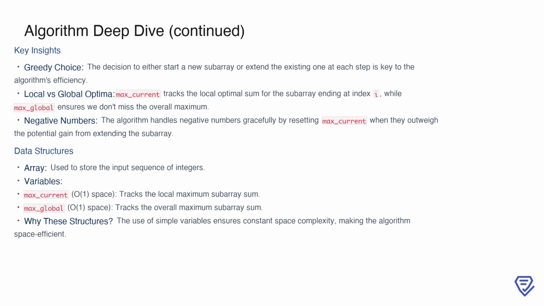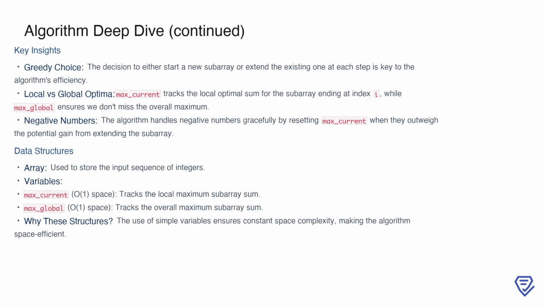The efficiency of this algorithm comes from three key insights. First, the greedy choice at each step, whether to start a new subarray or extend the existing one, allows us to maintain an optimal solution without backtracking. Second, the distinction between local and global optima is crucial. Max_current tracks the best sum ending at the current index, while max_global ensures we don't miss the overall maximum. Finally, the algorithm handles negative numbers effectively.